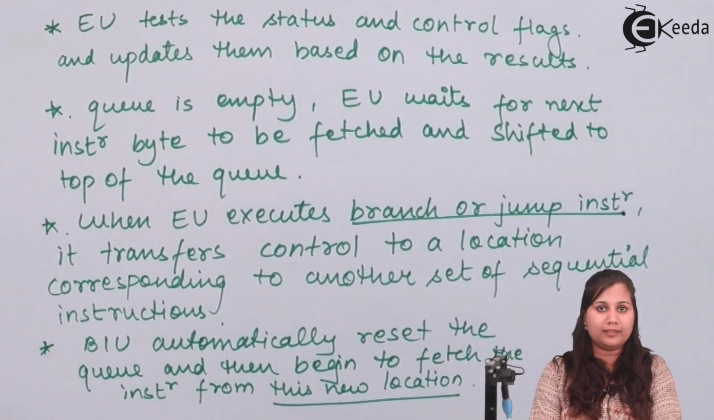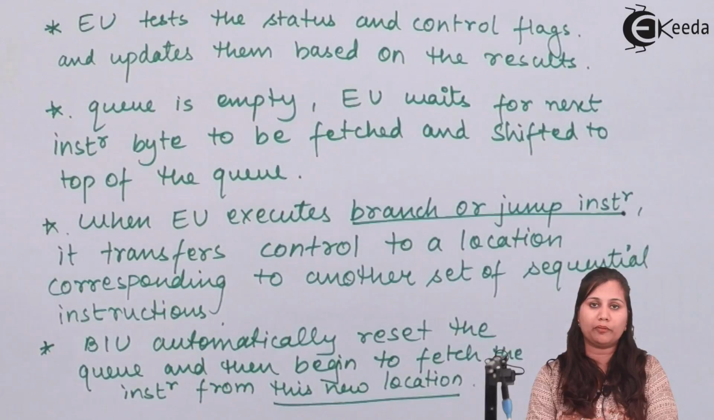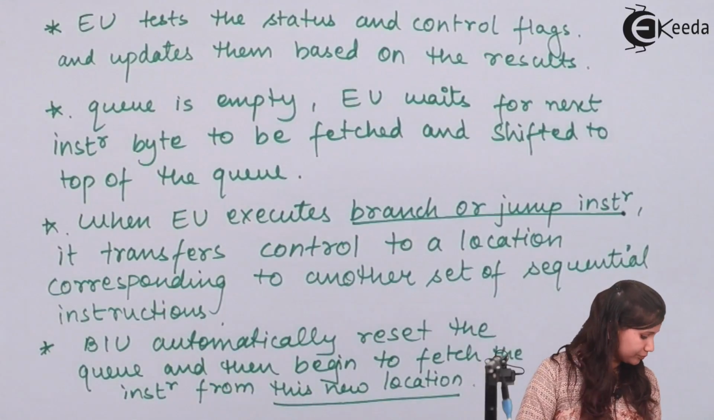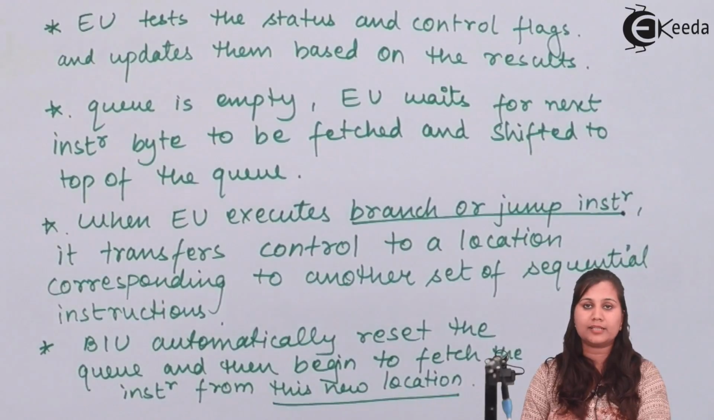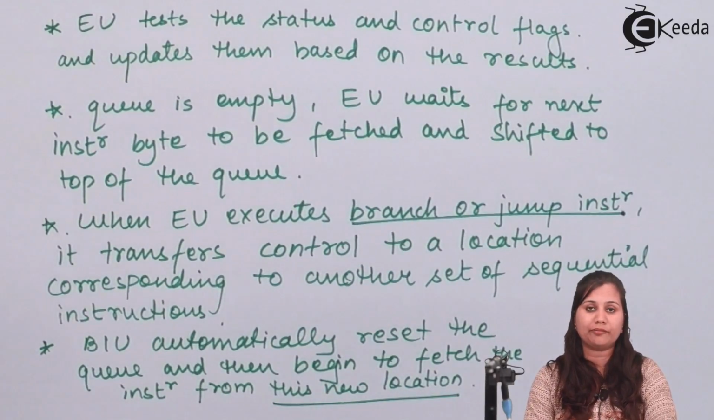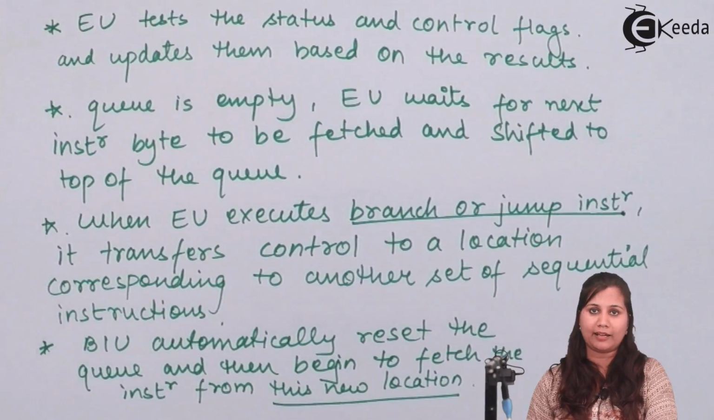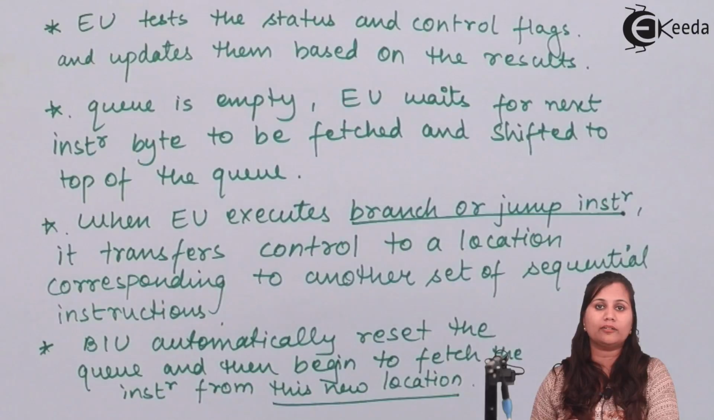So this is how the bus interface unit and the execution unit perform their various functions. In the block diagram, we have studied that the bus interface unit comprises the segment registers, the address adder, and the instruction queue, and also the 16-bit data bus and the 20-bit address bus. Whereas the execution unit has the flag register, which contains all the flags like status flags and control flags, and also the instruction decoder, instruction pointer, and control circuitry.